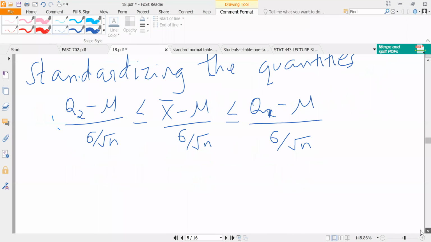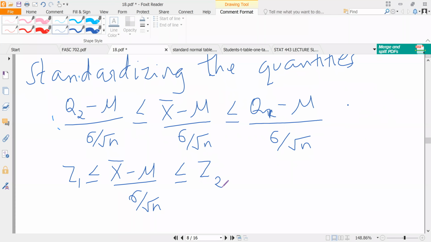These are now standardized quantities. So on the left-hand side, we can say that this is a standardized quantity Z1 less than or equal to x bar minus mu over sigma divided by root n. I'm conveniently leaving this that way so that we are able to get the interval we are looking for. Less than or equal to the upper limit, which we can call Z2.